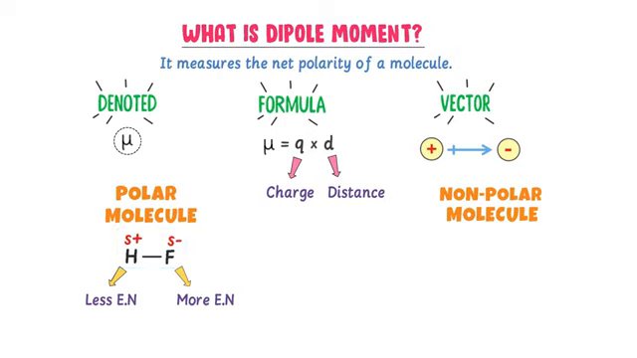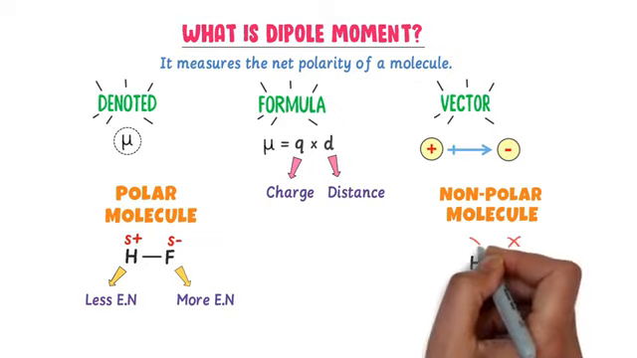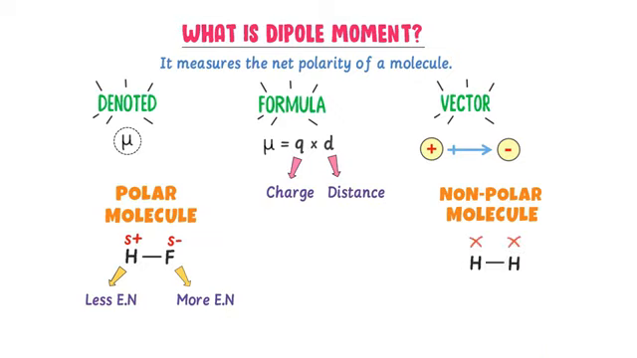On the other hand, consider a molecule of hydrogen gas. We can see that it has no positive pole and no negative pole, so it is a non-polar molecule. Thus note down all these important points.